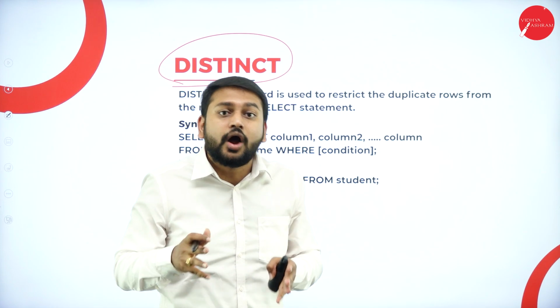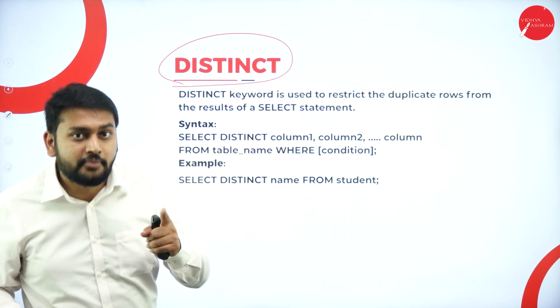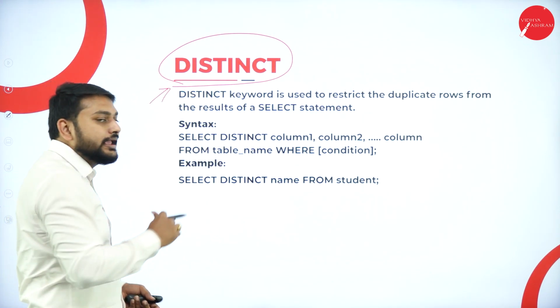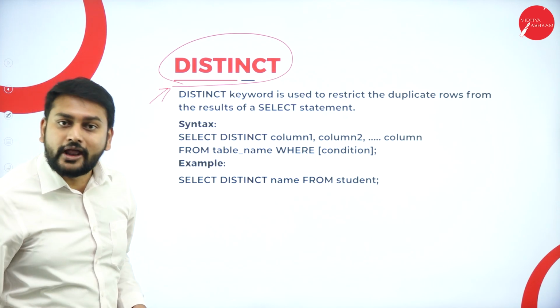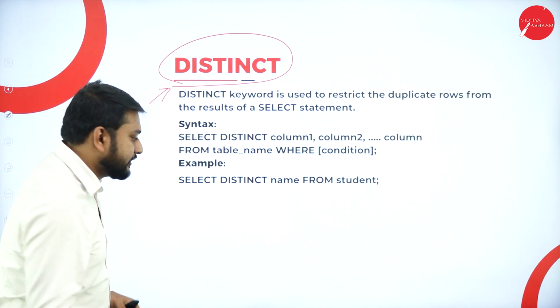So for that reason, how do I do it? I want Abhishek to be present only one time. How do I do it? With the help of distinct, I can avoid the duplicate values. So that is what you need to remember with respect to the distinct. So how do I use it?